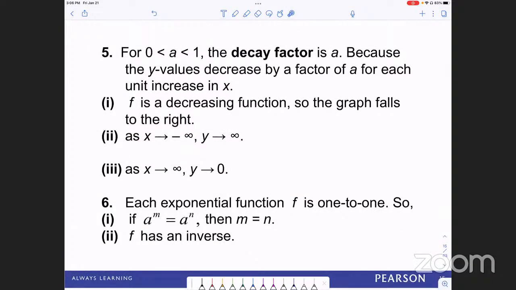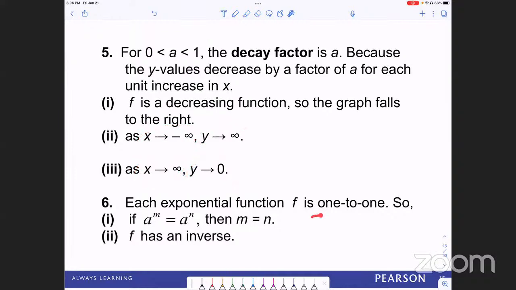Then we have the decay factor when that base is between 0 and 1, because the y value is decreased by a factor of a for each unit increase in x. For the decay function, f is a decreasing function, so the graph falls to the right. As we move from left to right, it goes down. As x goes to negative infinity, y goes to positive infinity. As x goes to positive infinity, y goes to 0.